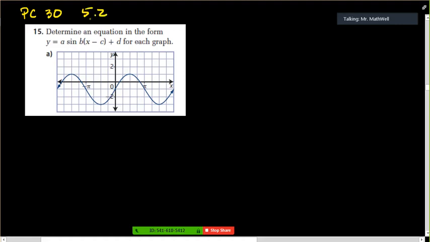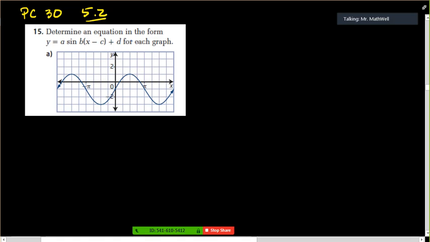From section 5.2, it's number 15. In this question we're asked to determine an equation in the form y equals a sine b(x minus c) plus d. So we're talking about transformations. In this class we've talked about these parameters a, b, c, and d already for different kinds of functions. This is the first time we're talking about them for the sine and cosine graphs.